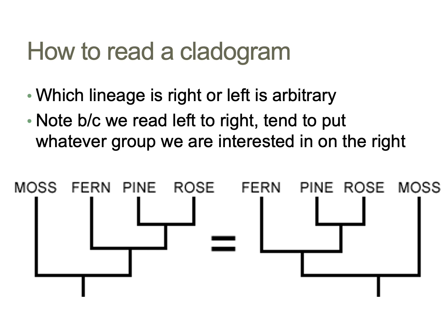So which lineage is on the right or left is arbitrary. Because we read from left to right, we tend to put whatever group we are interested in on the right. So these two cladograms are the same. You can see there is no meaningful selection from left to right of these species. As long as evolutionary relationships are represented accurately, a cladogram can be arranged the way you are interested in, whatever the species that you are interested in.